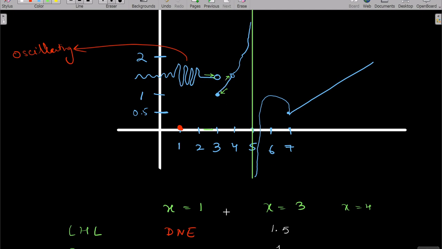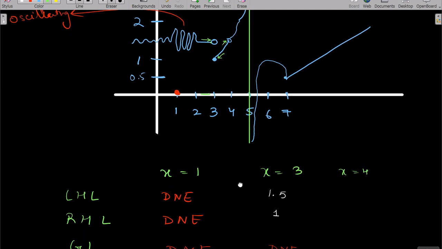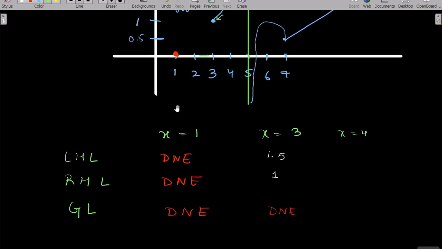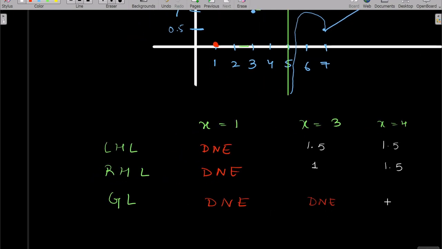From the left side, won't it be the same? Yes, if you're approaching from the left side, it is 1.5, and from the right hand side, it is also 1.5. So 1.5 and 1.5. In this case, the general limit will exist and it will be equal to the value of the LHL and RHL. So this time the general limit will be 1.5.